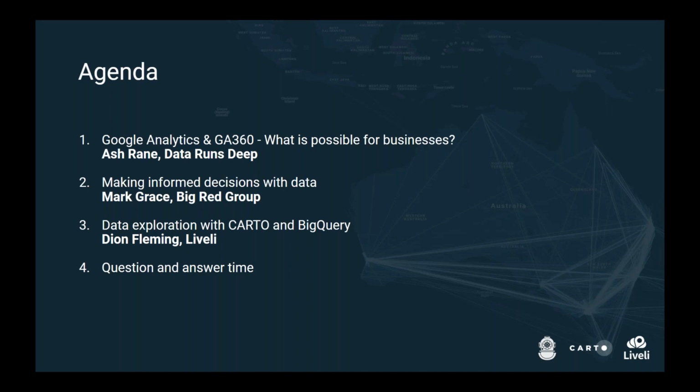So on the agenda, we're going to start with Ash, who's going to talk about Google Analytics and GA360 and what's possible for businesses with that. Then we're going to move on to Mark, who's going to talk about making informed decisions with data and a little bit about how the Big Red Group uses Google Analytics to make decisions. And then we're going to move over to Dion, who's going to show some recordings and some demos of what the data ended up looking like in CARTO and the stories and use cases that we're looking at. And then we'll have time for some questions and answers.